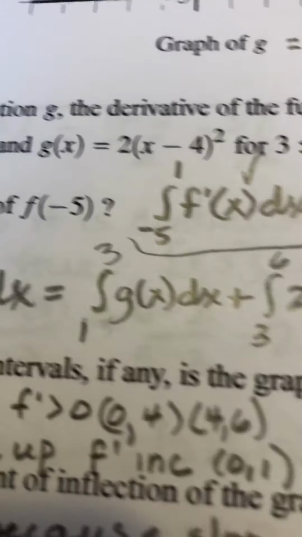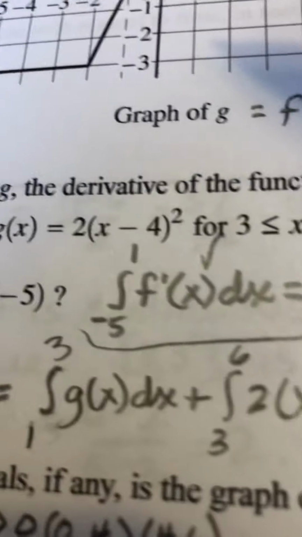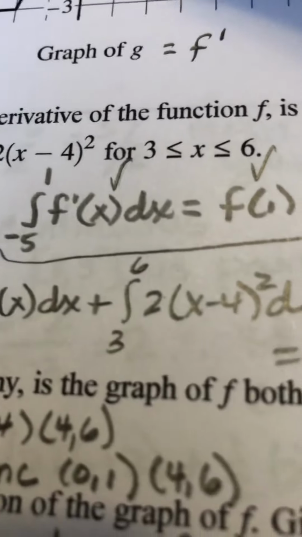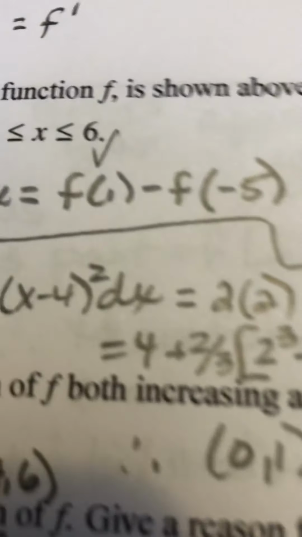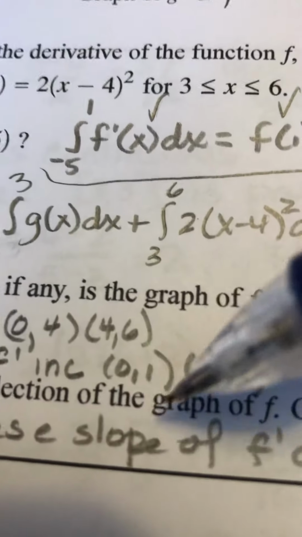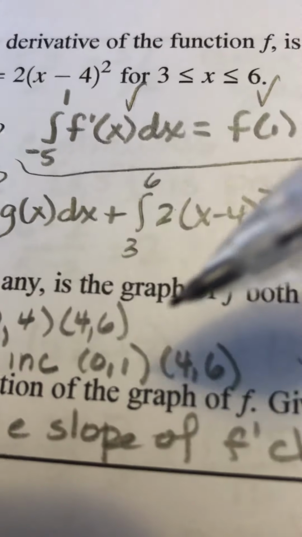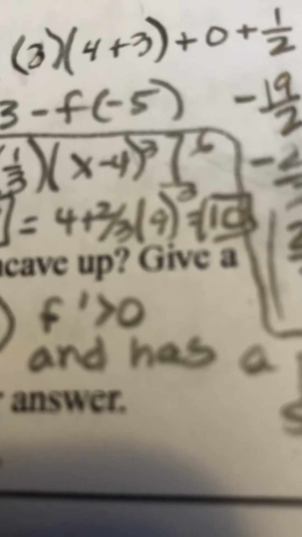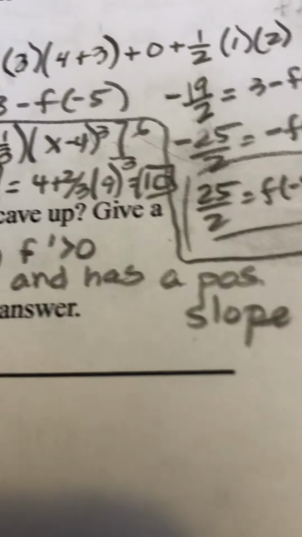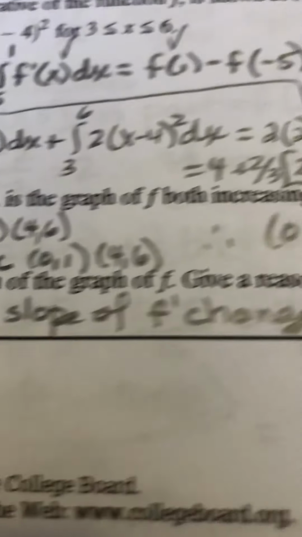And concave up is when f prime is increasing, or when this graph of f prime has a positive slope. So where is f prime increasing, or where does it have a positive slope? From 0 to 1, and again, from 4 to 6. So where are both true? On what interval or intervals is f both increasing and concave up? Well, what do these have in common? From 0 to 1, forget about the rest of it to 4, but from 0 to 1, and again from 4 to 6, because f prime is greater than 0 and has a positive slope on those intervals.